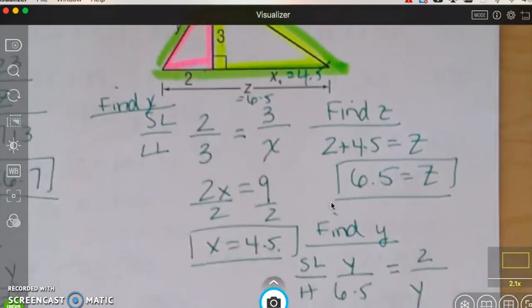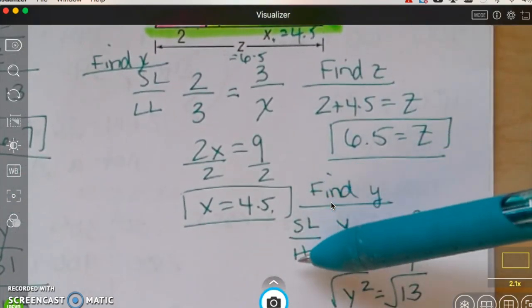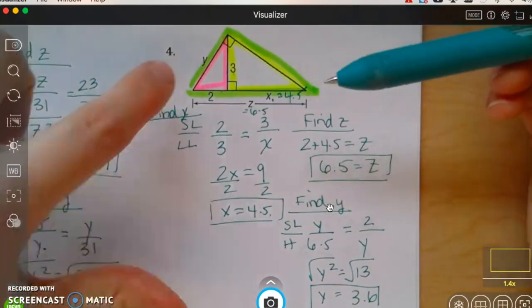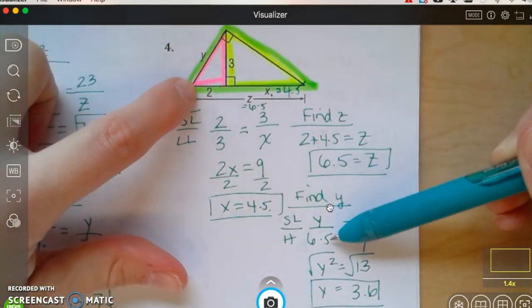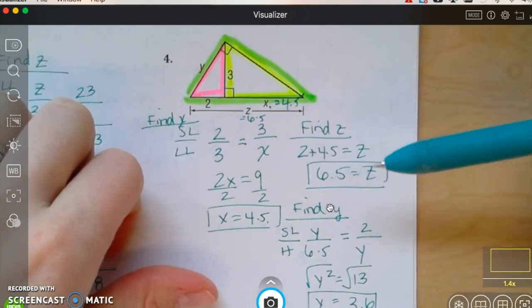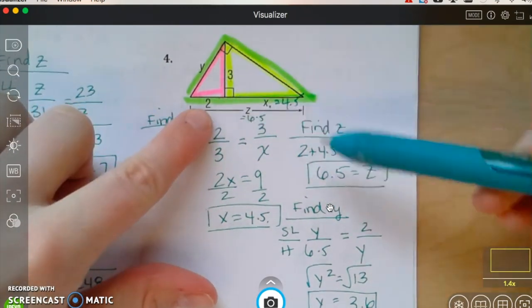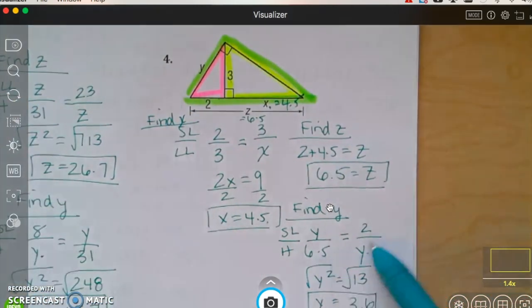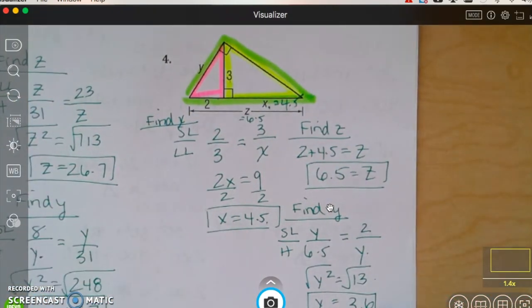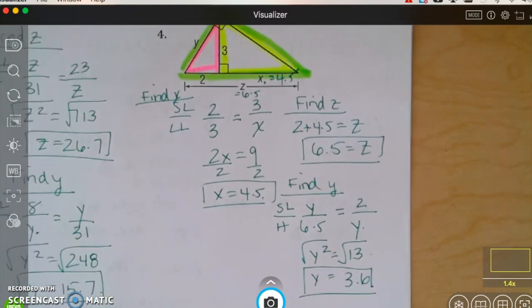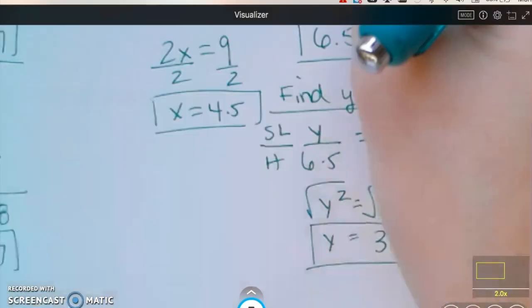So that's going to be the ratio that I use, short leg and hypotenuse. I'll zoom out a little. The short leg for my green triangle was y, hypotenuse was 6.5. Then for the pink triangle, my short leg is 2, and my hypotenuse is in fact y. So when I cross multiply and simplify, I get that y is equal to 3.6.